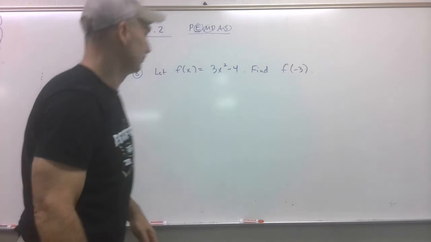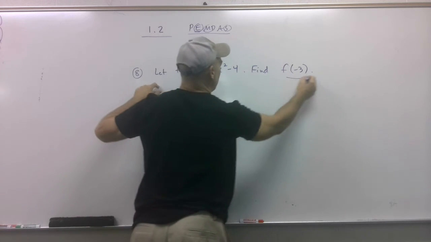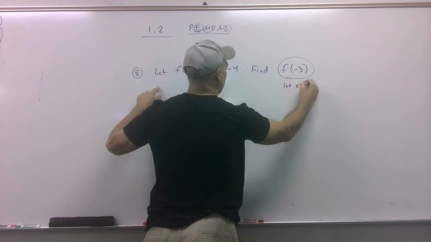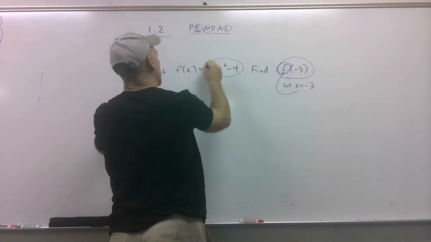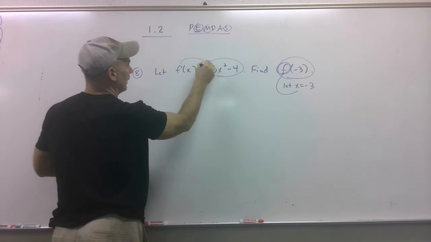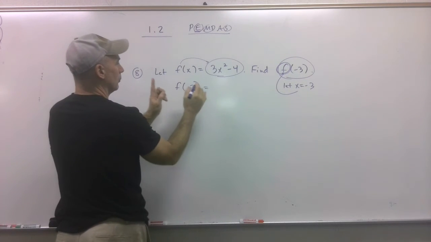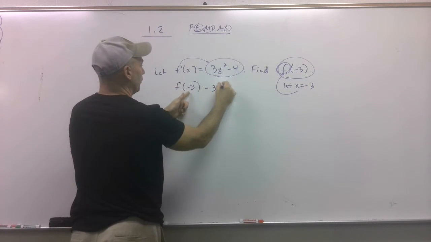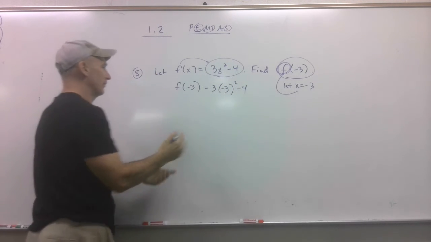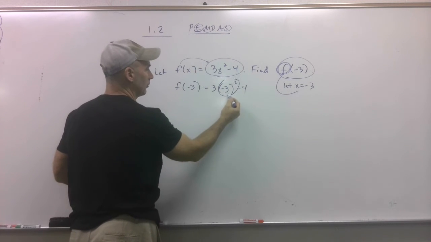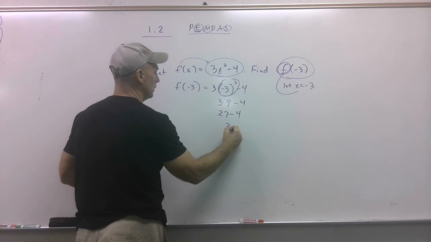Okay, last one. So it says let f of x equal 3x squared minus 4. Find f of negative 3. That's just saying let x equal negative 3. Plug it into the equation defined by the letter f, which is right here. F of x equals this. So technically, we are finding this. So we're going to plug in negative 3 wherever x shows up. So there's negative 3 squared minus 4. Again, PEMDAS. Got to take care of that first. Negative 3 squared is 9. 9 times 3 minus 4 is 27 minus 4, which is 23.